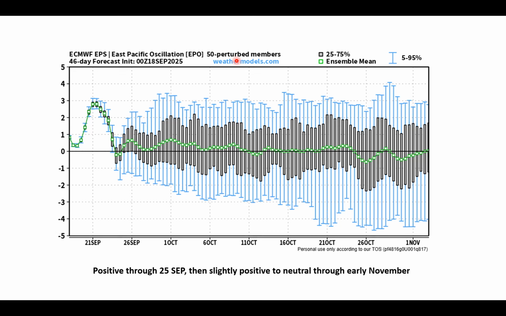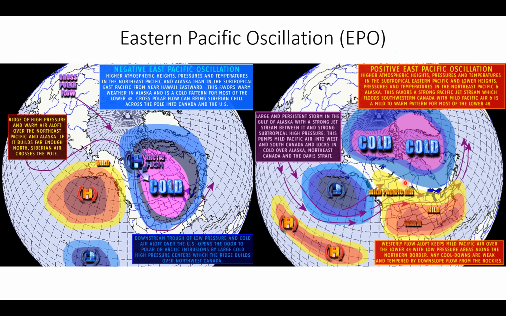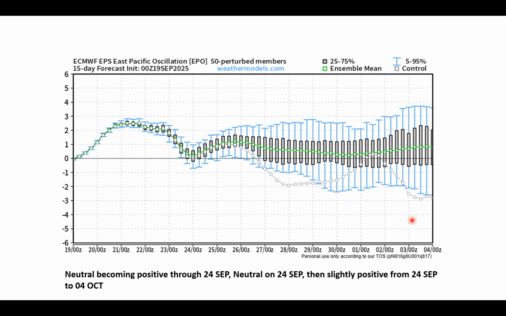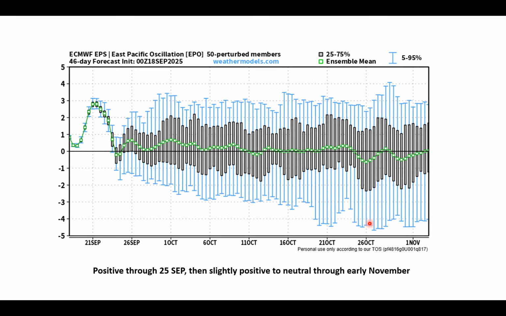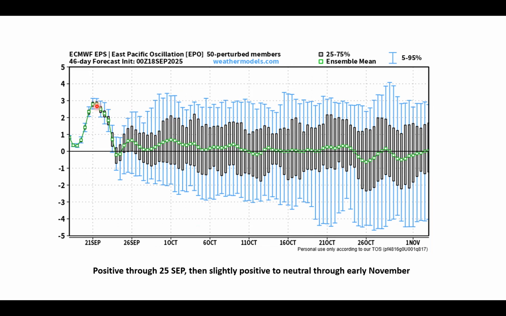European EPS EPO 50-member forecast out through early November is also showing this major rise on the positive side of the EPO, which is again going to support this type of pattern on the right for the U.S. coming up in the next 2 weeks, if this were to verify. So we have a very strongly positive EPO here on the 46-day EPS forecast. Then it dips down to slightly positive to neutral pretty much from the 26th of September through early November.